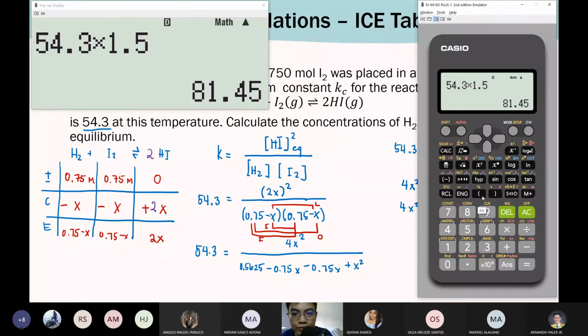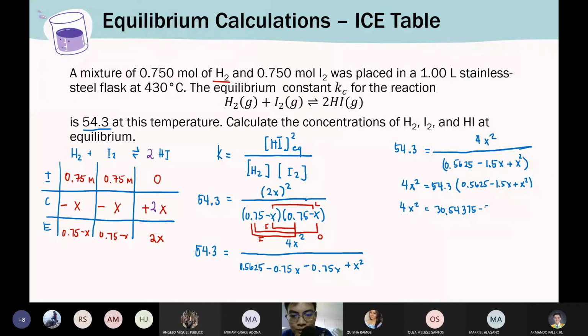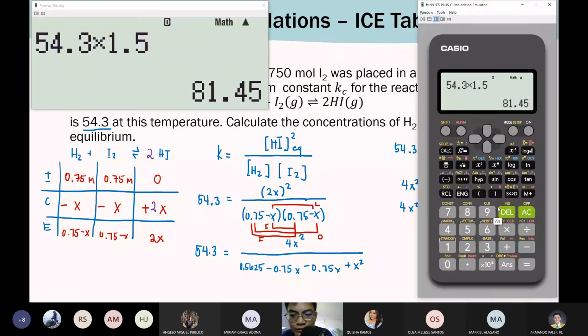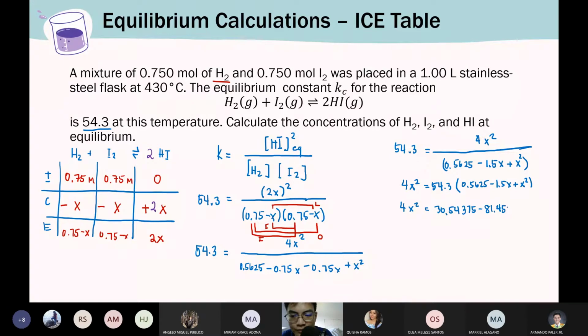Okay, so 81.45 pero negative sign, negative 81.45. And then positive 54.3x squared.